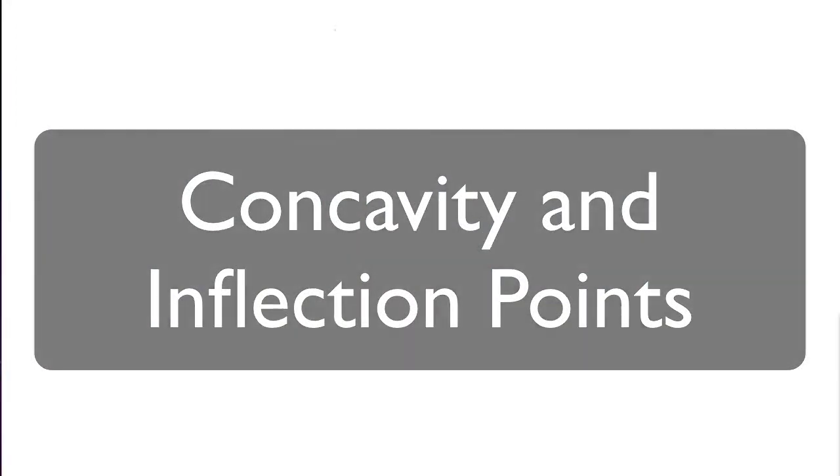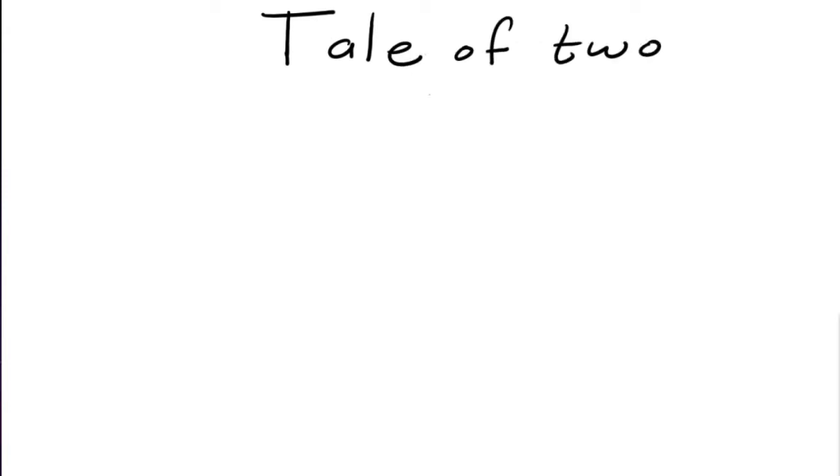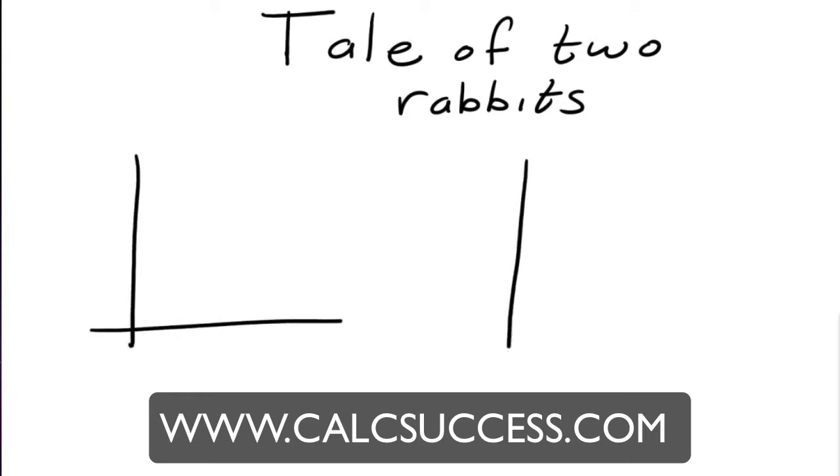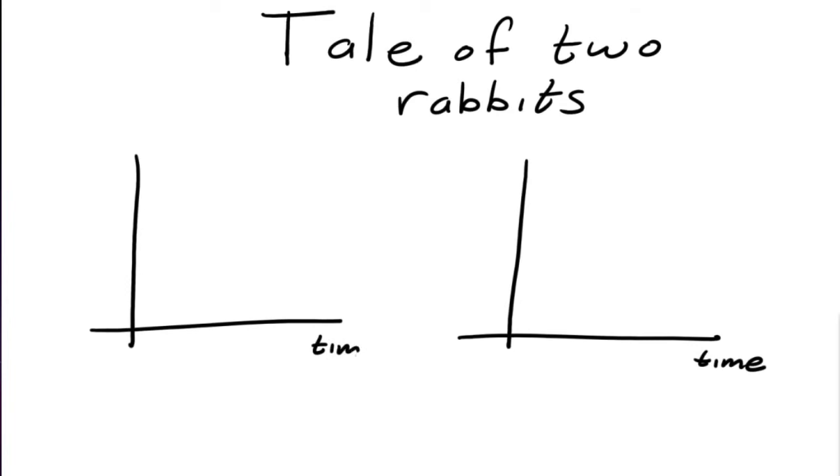Okay, so we're going to take a look at how the second derivative affects a graph. Let's start with a story. Let's say we have a tale of two rabbits. And so we have these two rabbits, and these rabbits are going to go on a little race. And so let me label this axis, the horizontal axis, time, and the vertical axis will be distance.